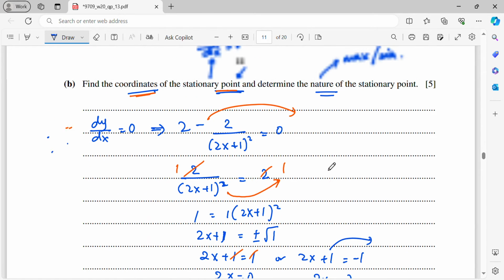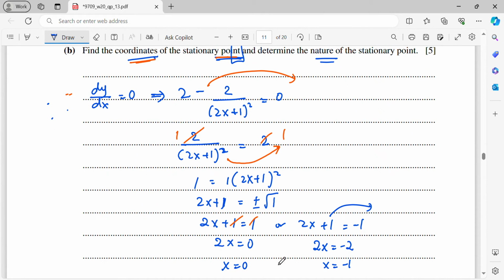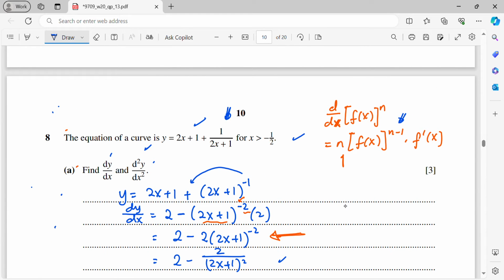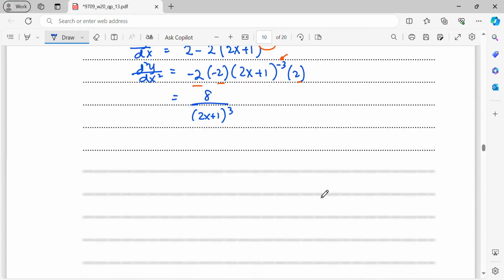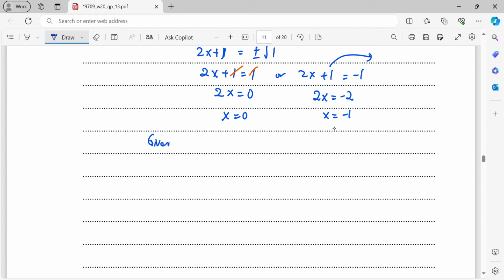But when you look at the question, it mentions point, so it means that we can only accept one x. So how to choose the x value? Let's refer back to the question. It's mentioned that x is greater than negative half. Due to that, given x is greater than negative half, definitely we cannot accept x equals minus 1, because minus 1 is less than negative half. Therefore, your x is 0.